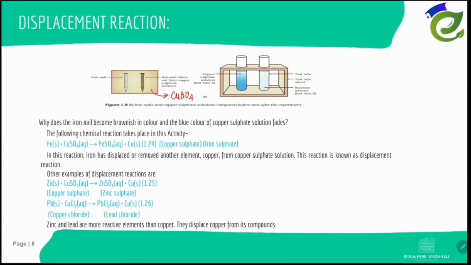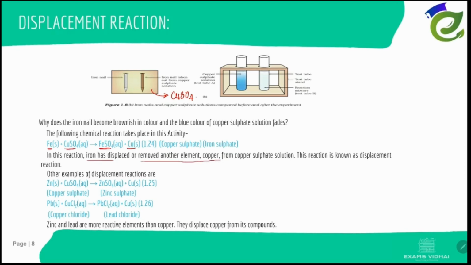In this reaction, iron will replace copper from its solution and become iron sulfate, and copper will be given out, because of which copper will settle on the iron nail so that it gets a reddish brown color. So this reaction, Fe on reacting with copper sulfate, produces FeSO4 plus Cu. Therefore, iron is replacing copper. In this reaction, iron displaced or removed another element, copper, from its compound. This is known as a displacement reaction.